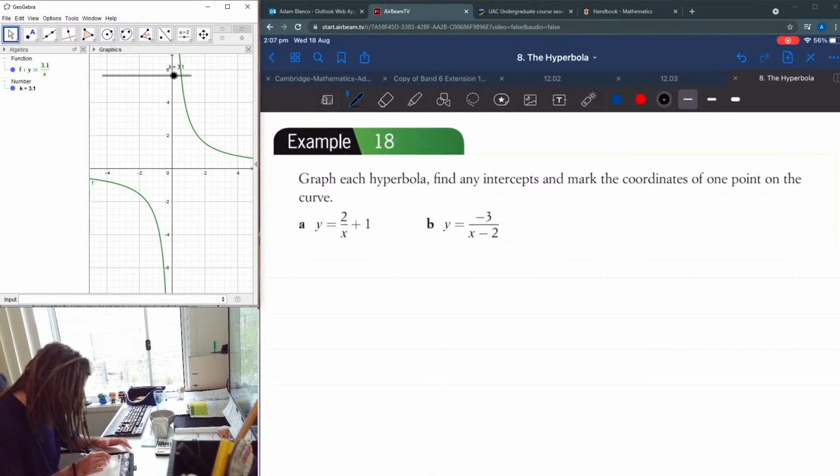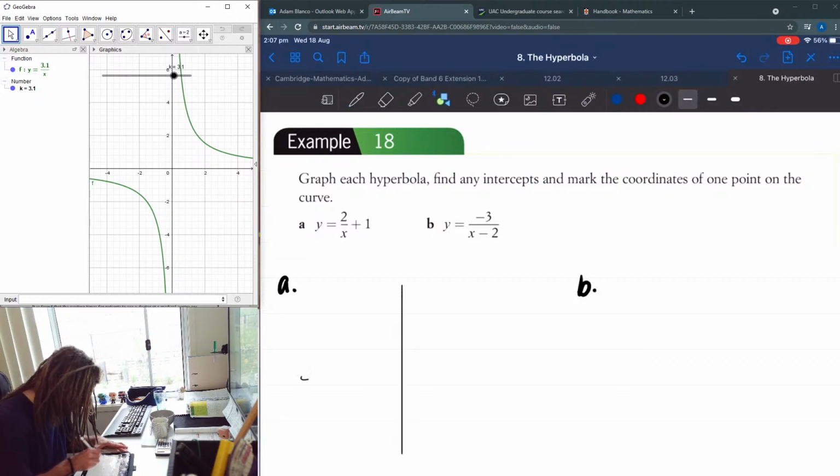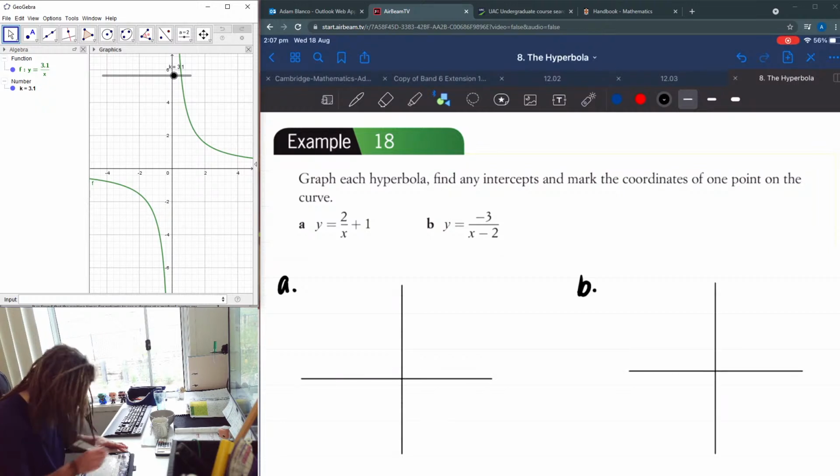Alright, so again, I'll just draw my original, and then change it. Let's do A, B next to each other again. Now, the easiest way to draw hyperbolas when you're moving them, I think, this is just personal preference, but obviously you can do whatever you want, as long as it's correct, is this.